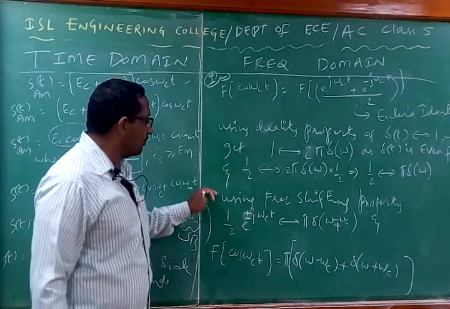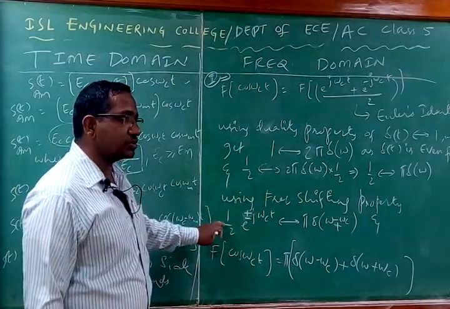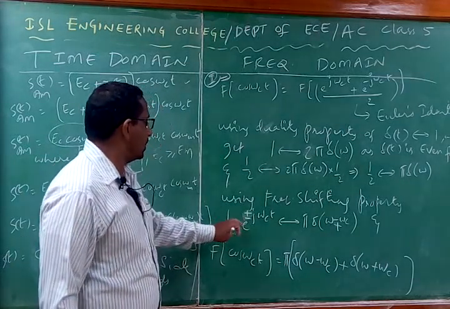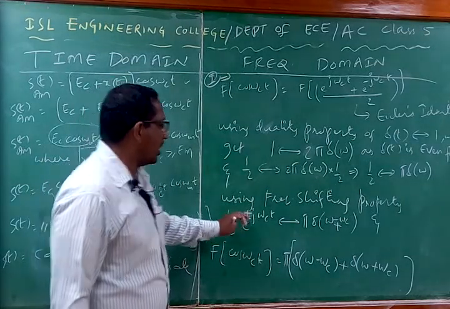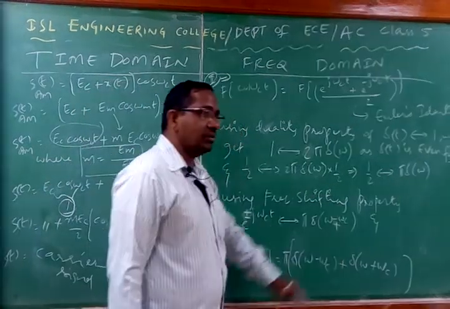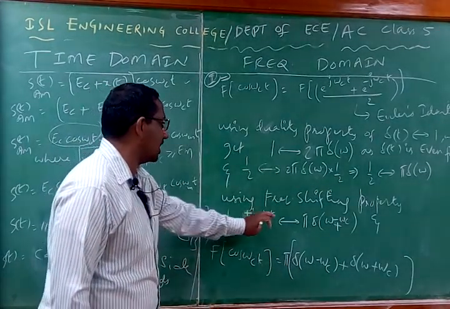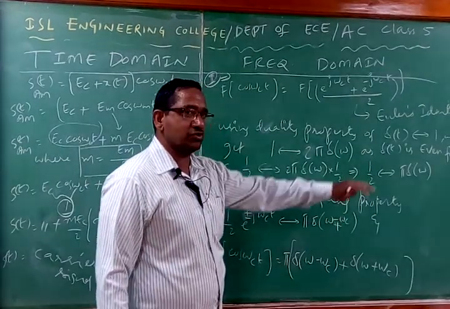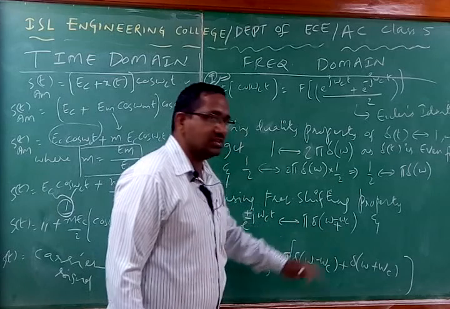After that we use the frequency shifting property. What is the frequency shifting property going to tell us? If there is a multiplication by a complex exponential, then in the frequency domain we are going to have a shift in the frequency term. So if we have e power plus j omega ct, this plus j will come as a minus in the frequency domain, and similarly if it is minus, we will get a plus.